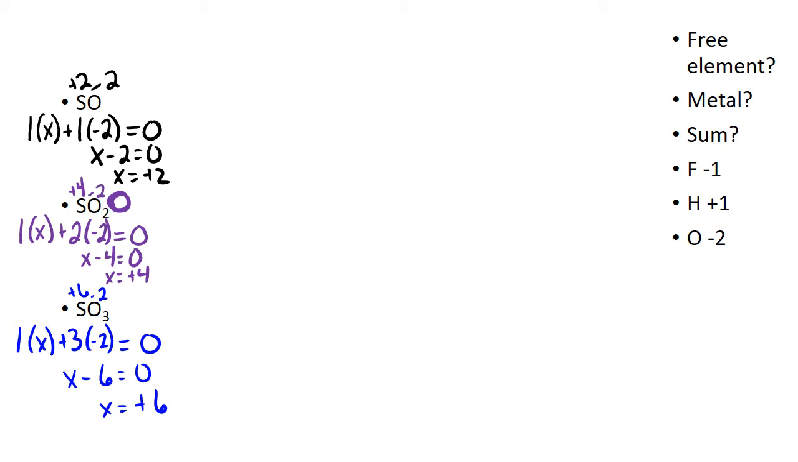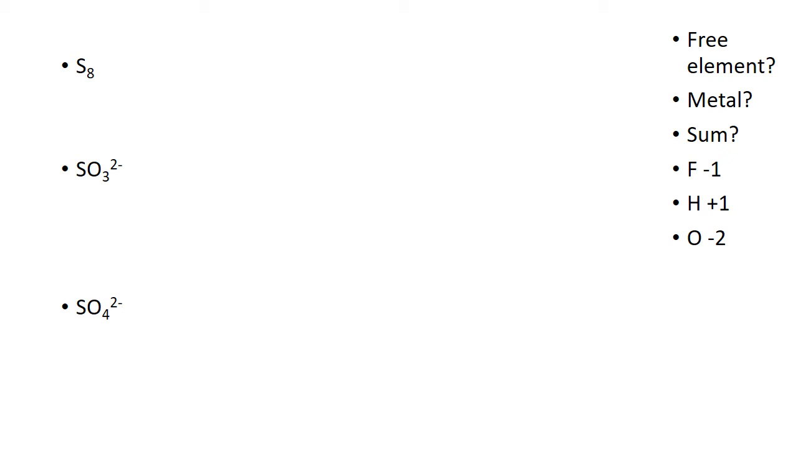Let's try a few more. A few more examples for you. S8. Let's go to our list of rules. Do I have a free element? Did you catch it? This is a free element. So since it's a free element, its oxidation number is 0. That is the one that most people will forget. So don't miss out on those easy points for the test.